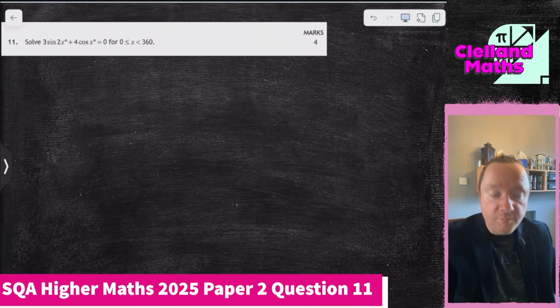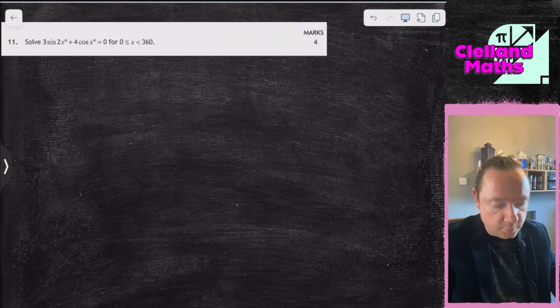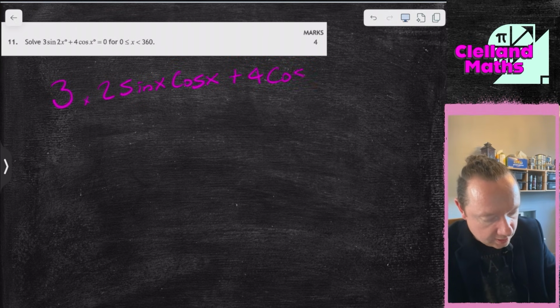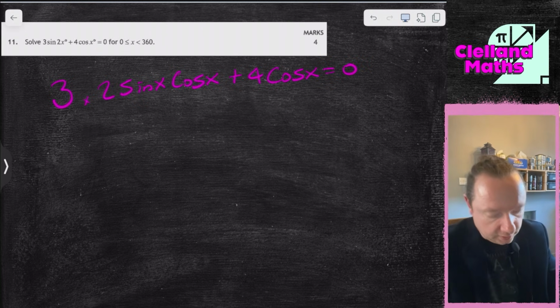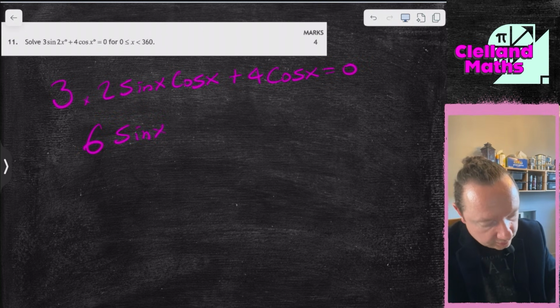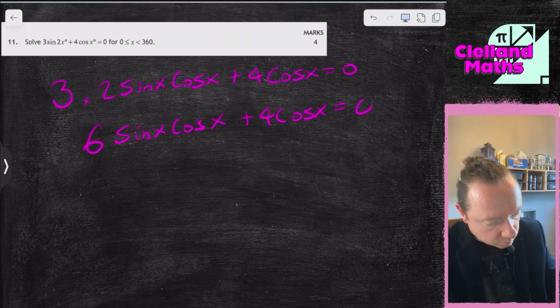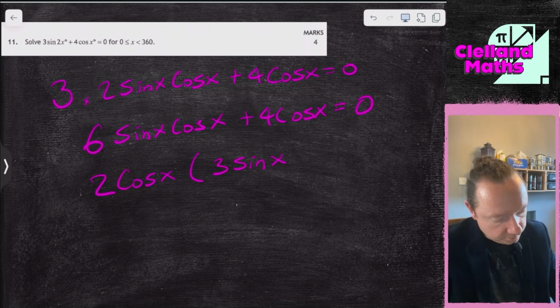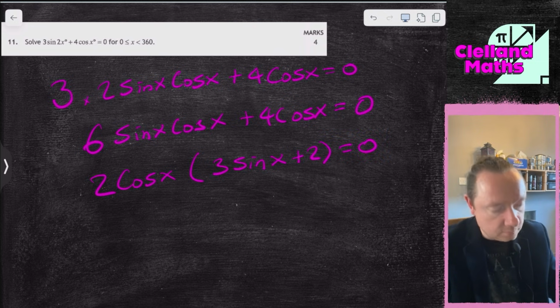SQA Higher Maths 2025, paper 2, question 12. Solve 3 sine 2x plus 4 cos x equals 0. So 3 sine 2x, that's just 2 sine x cos x from the start of the exam paper, plus 4 cos x equals 0, and it's just between 0 and 360. So 6 sine x cos x plus 4 cos x equals 0. Common factor then, 2 cos x, 2 times 3 sine x, and then 2 twos is 4, equals 0.